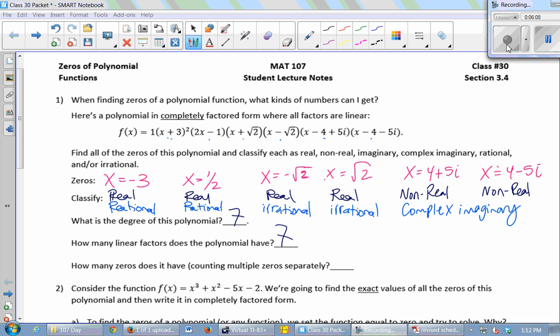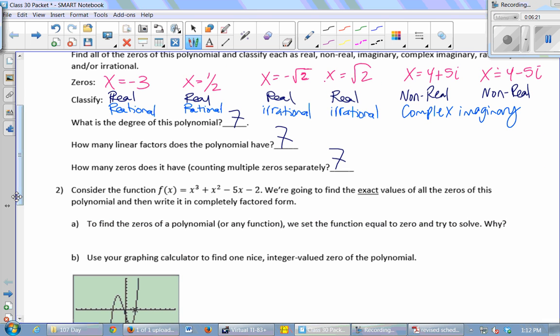If I just count the ones I listed here, I've got 1, 2, 3, 4, 5, 6. But the -3 is a multiplicity 2. If I count that twice, I get 7. Again, coincidence that the degree matches the number of linear factors, matches the number of zeros? No, not a coincidence.